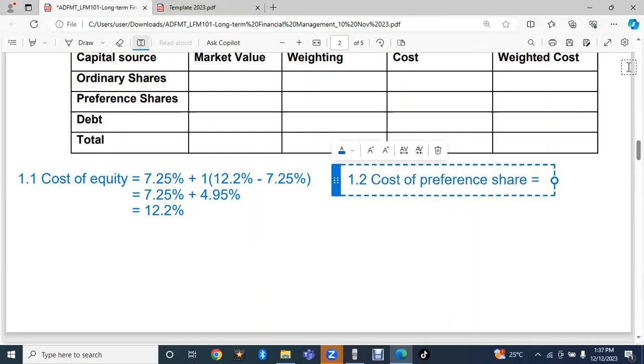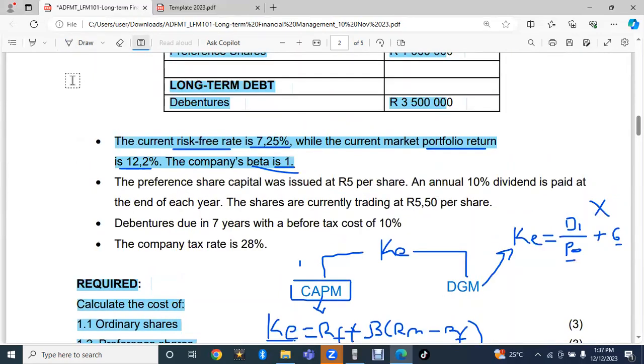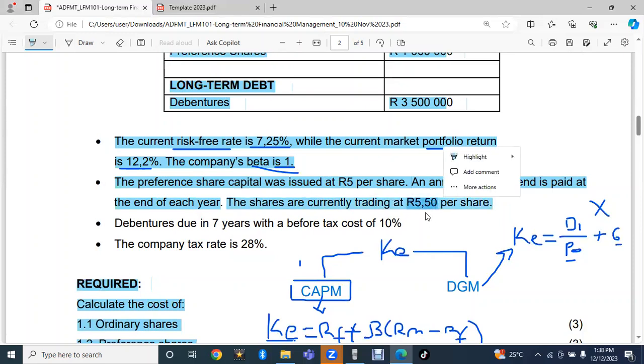Now we need to go to additional information bullet 2. Let us read it. Here we are told that the preference share capital was issued at 5 rand per share, so 5 rand is the nominal value or issue price. An annual 10% dividend is paid at the end of each year. To get the dividend per share, we take the issue price multiplied by 10%. The shares are currently trading at 5.50 rand per share, so 5.50 rand is the current share price. This will be our denominator in the formula.